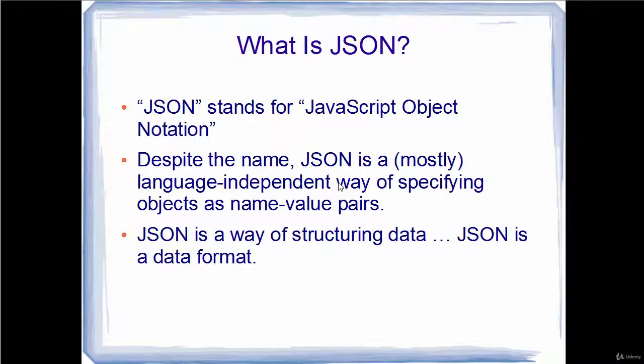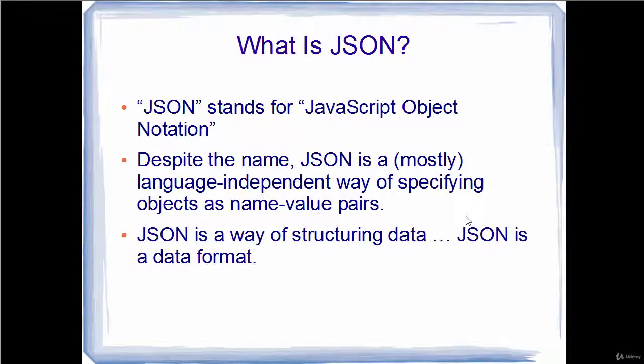So JSON is a way of structuring data and it's essentially a data format. So JSON is a data format, same as some kind of text formats, for example XML or any other text format. JSON is also a data text format, right?